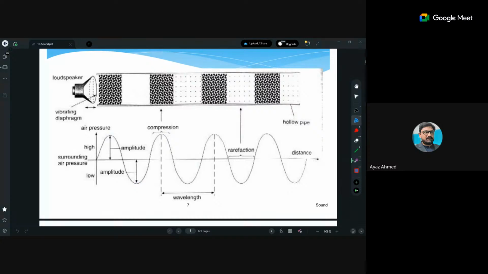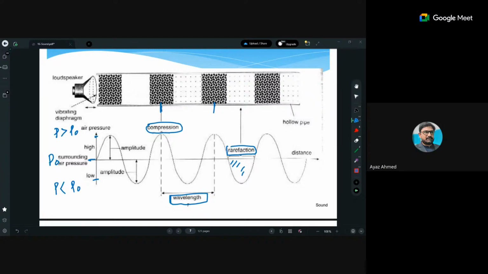So there are 3 points. This is ordinary pressure. This pressure is greater than ordinary pressure, and this pressure is less than ordinary pressure here at this point. Low pressure, high pressure, and normal pressure. So that is why the compression is that area where pressure is maximum. Rarefaction is that area. This all is rarefaction. This one, where we have the least pressure. And the distance between the centers of two compressions is called your wavelength.